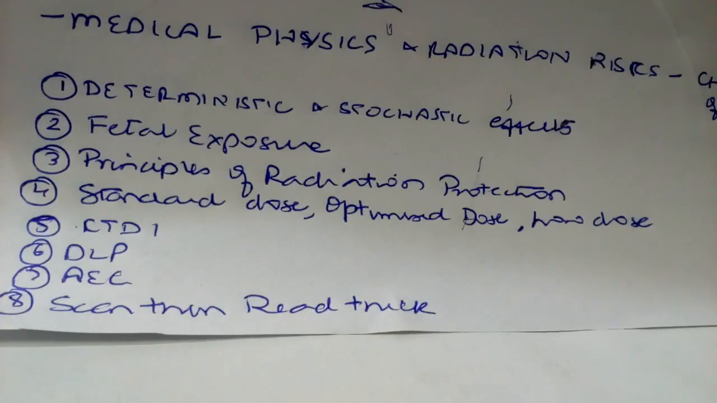DLP is nothing but the CT dosimetric index multiplied by the acquisition length, that is the length of the body scanned by the machine. That is the dose length product.